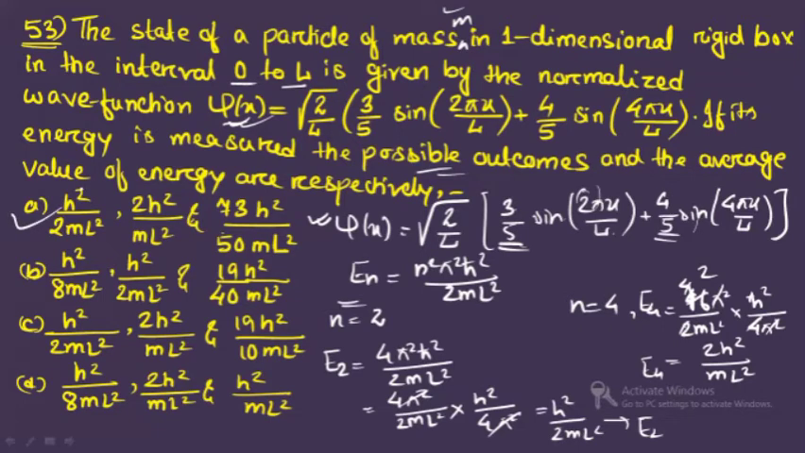Clear? So it was very simple. You are given the wave function, you just have to know the general form of the energy, and you can find E2 and E4, and then find the average of energy. Next.